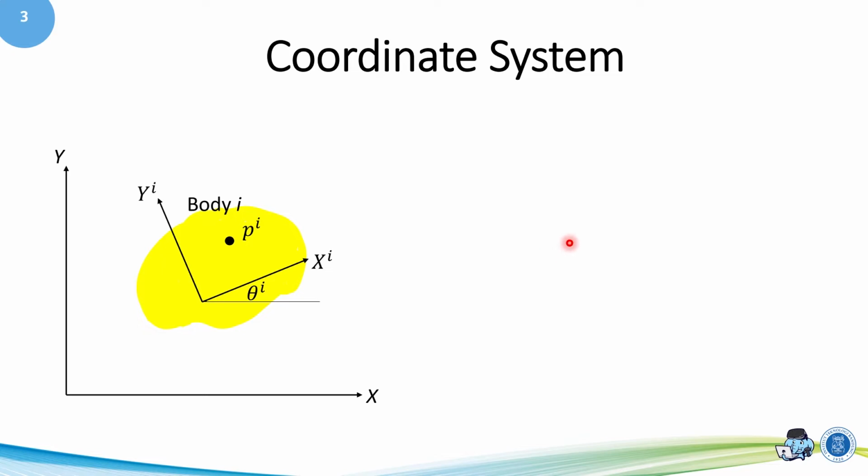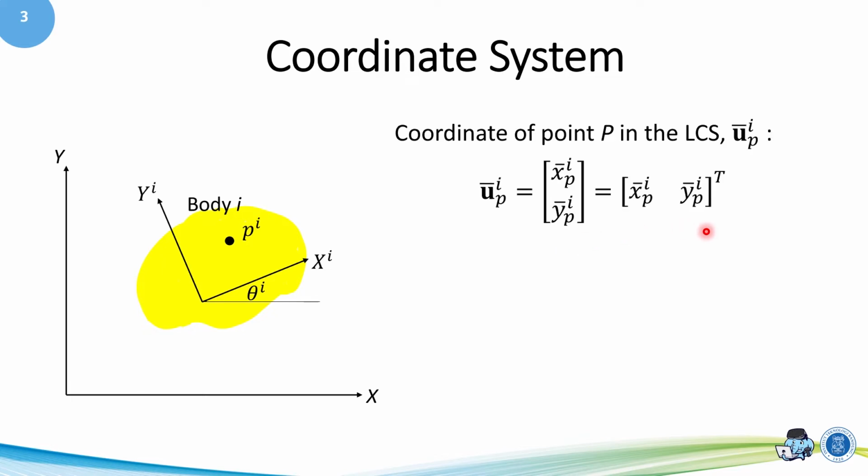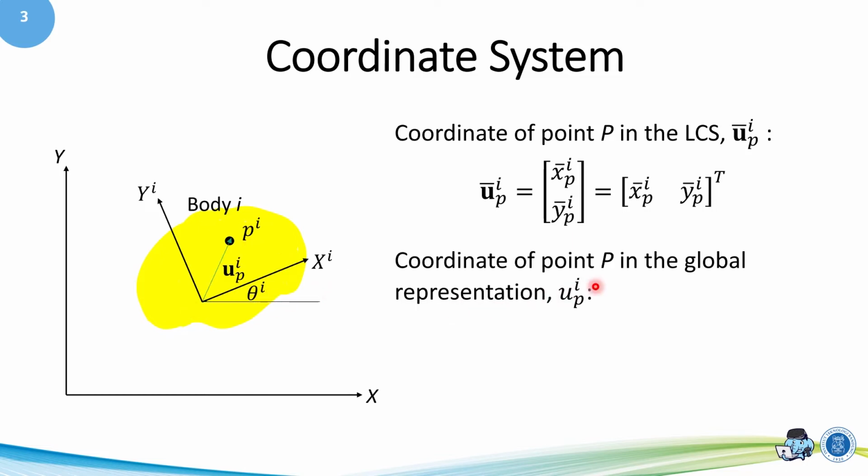After we know the position of Pi in the LCS, we can also define the position of Pi in the global representation. Here is the coordinate of the point P in the local coordinate system, which we define by the variable ūpi. Ūpi here is x̄pi, ȳpi. And you can see here upi is the coordinate of the point P in the global representation.